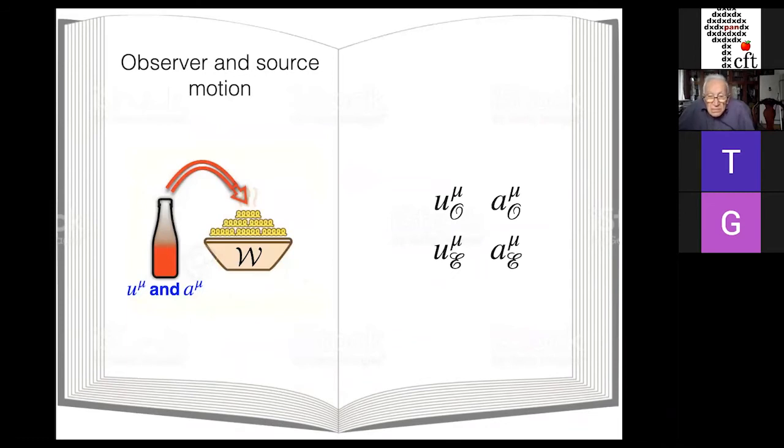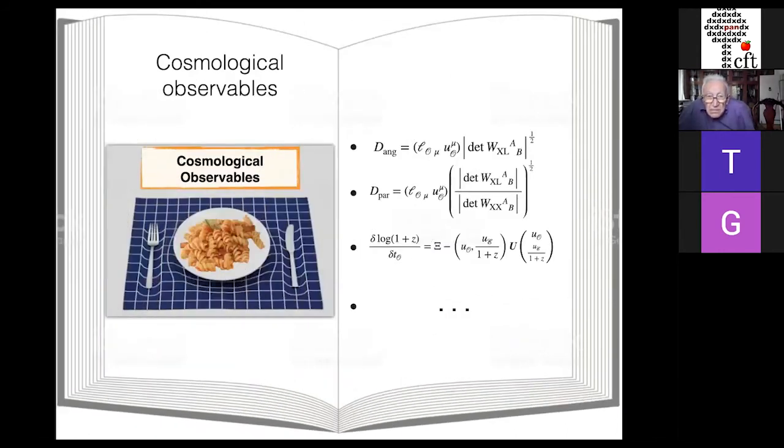Now that we have the BGO, we can mix them with the observer and emitter four-velocities and accelerations to compute cosmological observables. Here I'm listing a few of them, which are the angular emitter distance in terms of BGO, the parallax distance, and the redshift drift, which, as I said, is the temporal variation of the redshift of a source as seen by the observer.